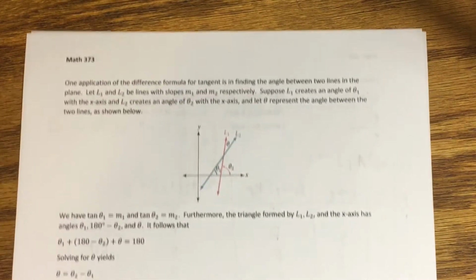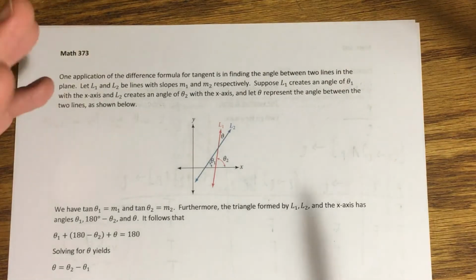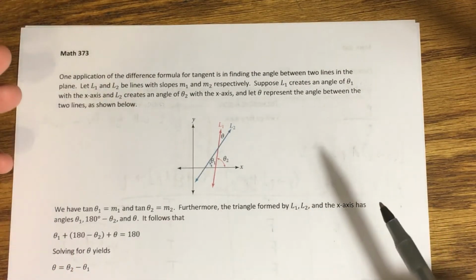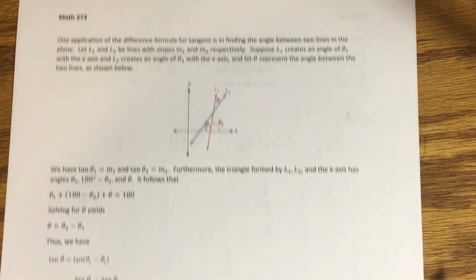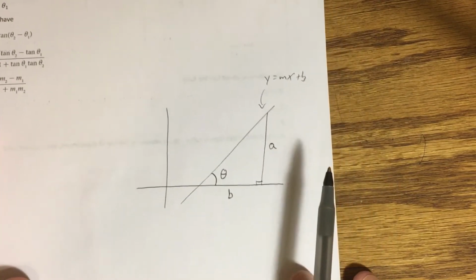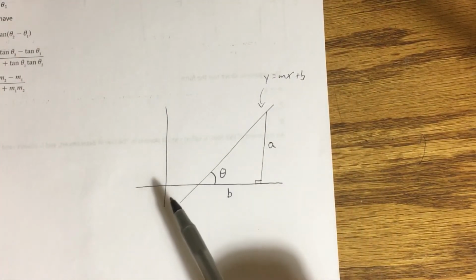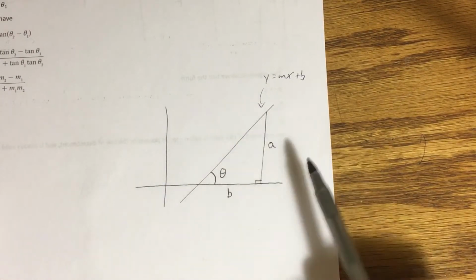All right, we want to look at one last little topic here. It's an application of the difference identity for the tangent function. What this has to do with is finding the angle between two lines that have been graphed in the plane. Before we jump into that, there's a concept that we need that relates the tangent of an angle that a line forms with the x-axis and the slope of that line.